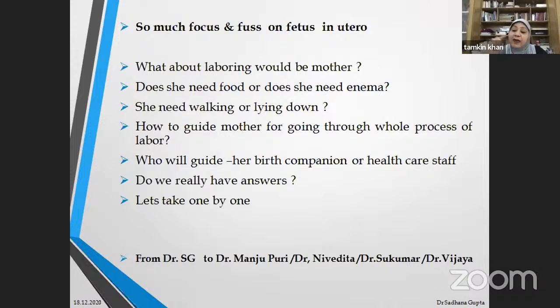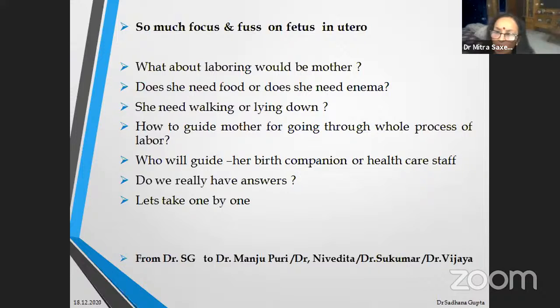And another thing, when in doubt, if it's a borderline CTG, like you said, suspicious or non-reassuring but not pathological, what we can do is use the contraction stress test or the scalp stimulation test. So these two help us.